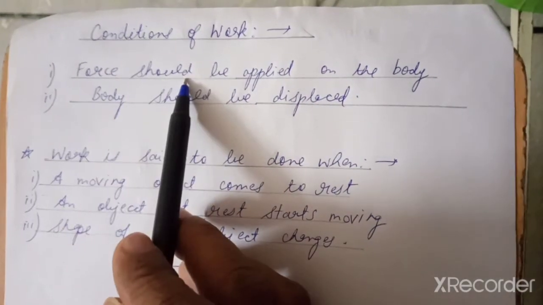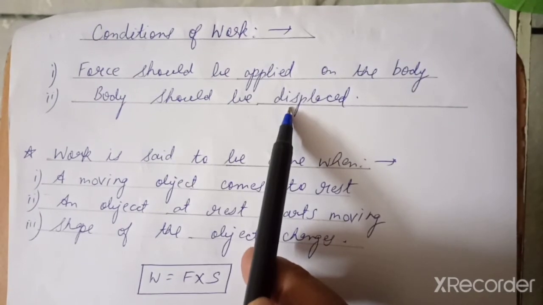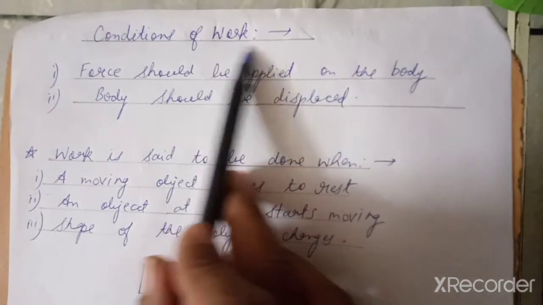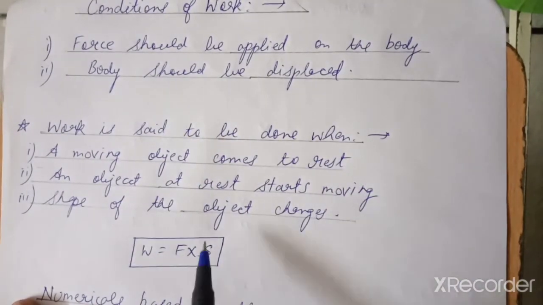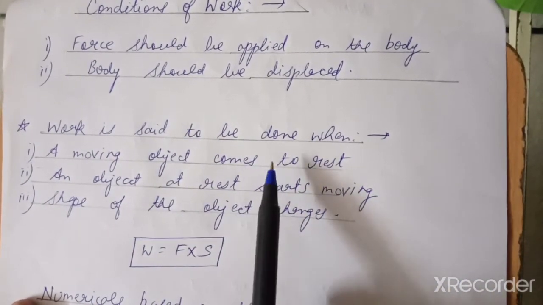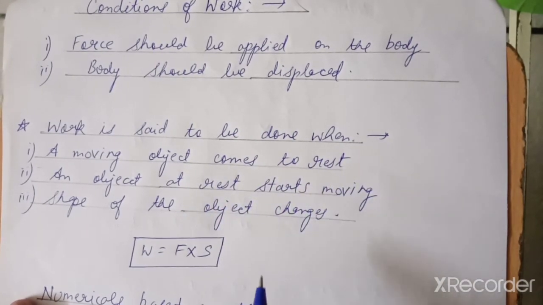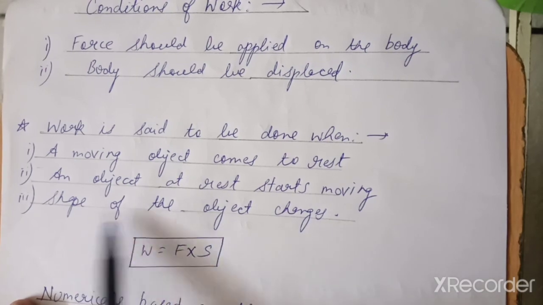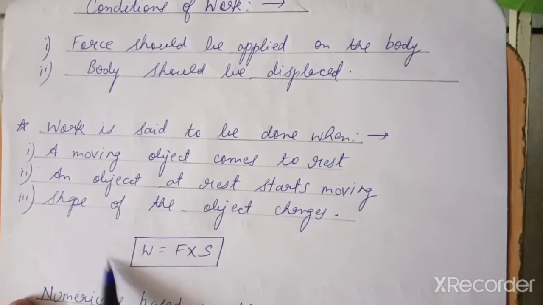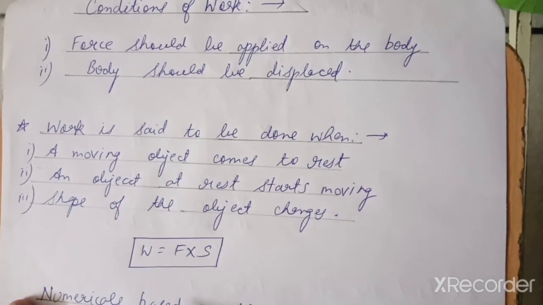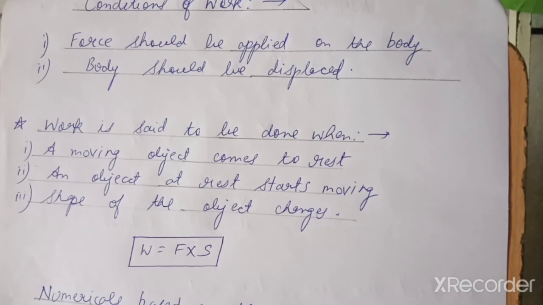So we have to consider the conditions of work. The two conditions should be there: force should be applied on the body and the body should get displaced. If the body is not displacing, it means no work is done. Work can do the following: a moving object can come to rest, it can produce motion in a body which is at rest, and it can change the shape of the object. W equal to F into S is the product of force and displacement. So you have to practice numericals based on W equal to F into S.